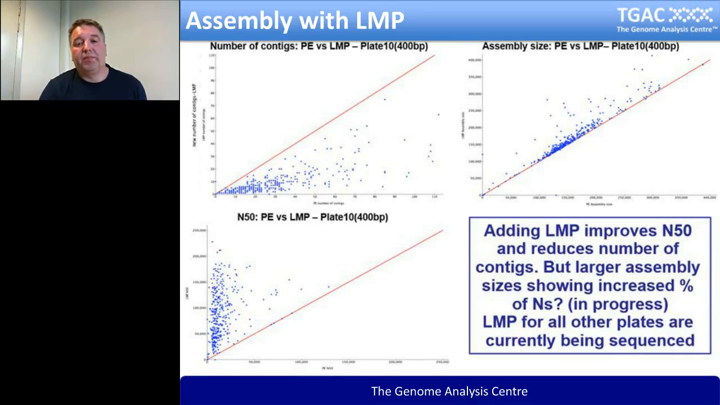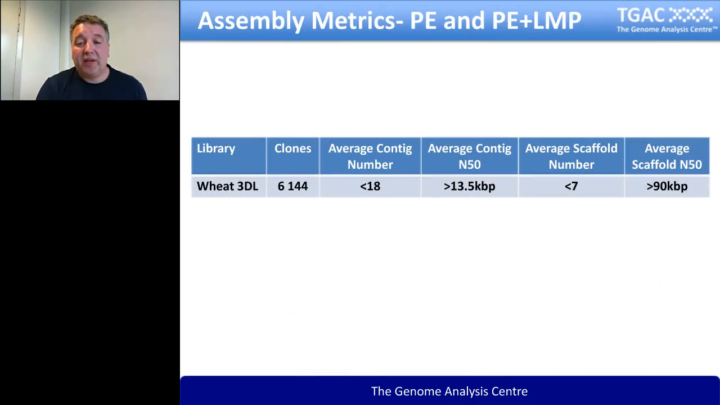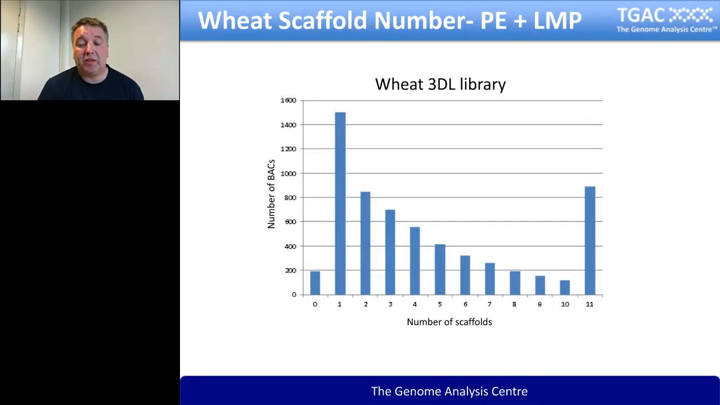To show the final improvements, the average scaffold contig number has gone down to less than 7, and the average scaffold N50 has gone up to 90 kb. And this is where the 3DL project is at the moment. All the library construction has finished, and for the moment we may have to go back and do some more, depending on what needs to be done. As you can see, it's in pretty good condition. A quarter of it assembles to a single contig, and the big spike at 11, that should say 11 plus, is the number of contigs per BAC.